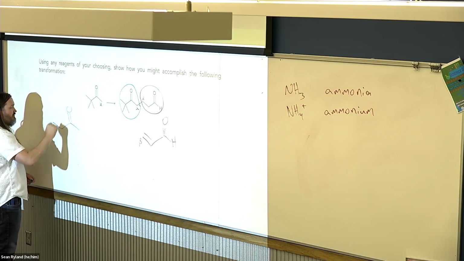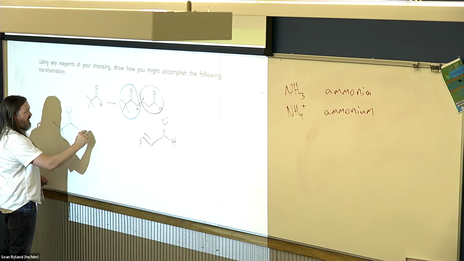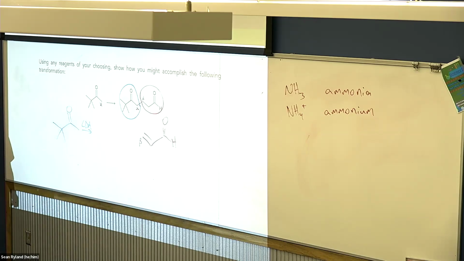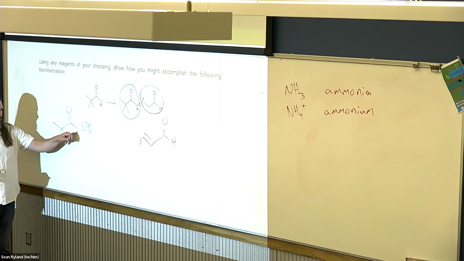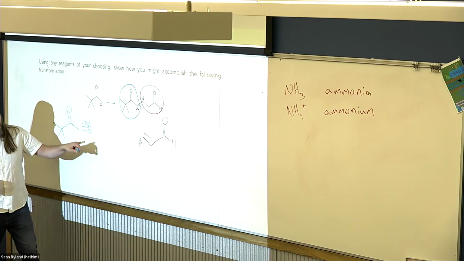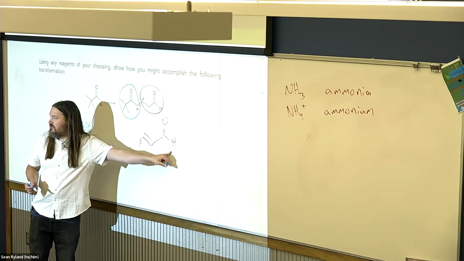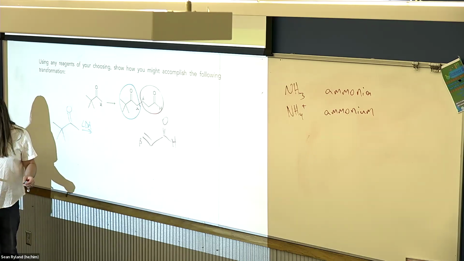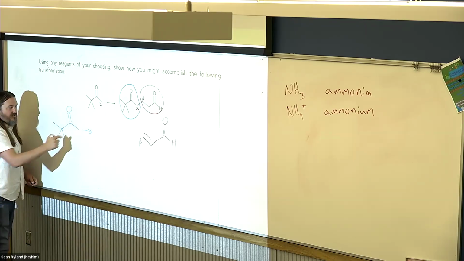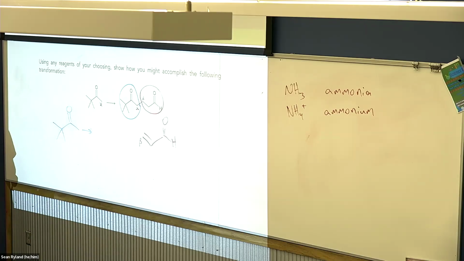So we can't just use LDA like we would normally use to make an irreversible enolate, because that's going to make one that's too reactive. It'll react with the carbonyl carbon on the other side. So this is when we want to use enamine synthesis, is when we have just a singly stabilized alpha carbon.